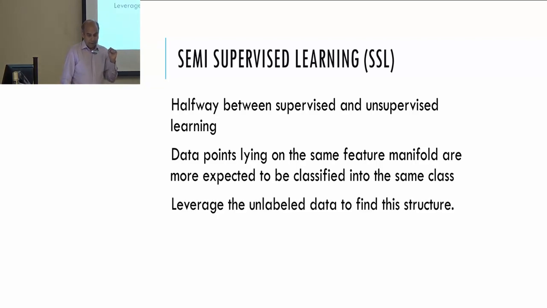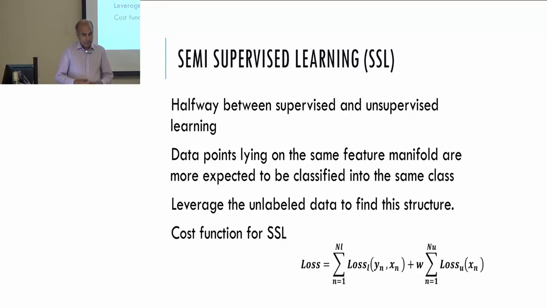So we will leverage unlabeled data to find this structure, and the cost function for semi-supervised learning will be as follows. This is a standard loss: we have X, for which we have a label, the ground truth, and we want to minimize this. But for the unlabeled data, we don't have a label, we just have X, so we'll minimize this loss. And that will be a summation of two losses, okay?